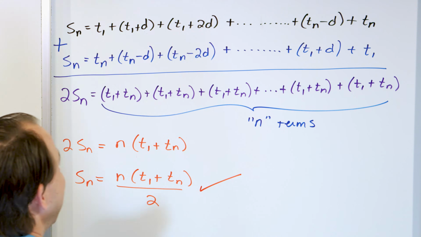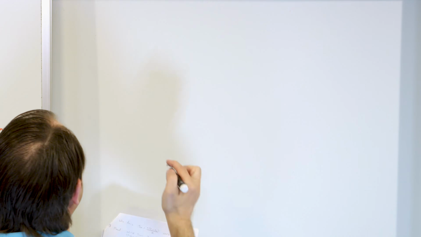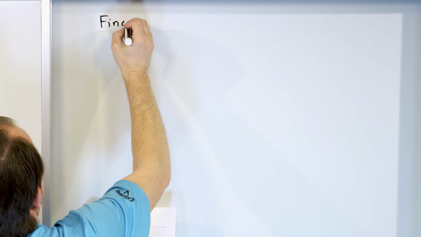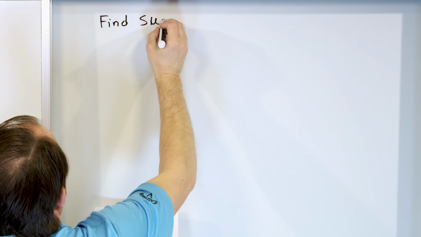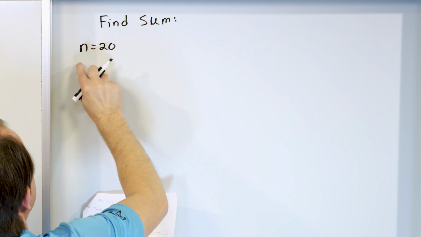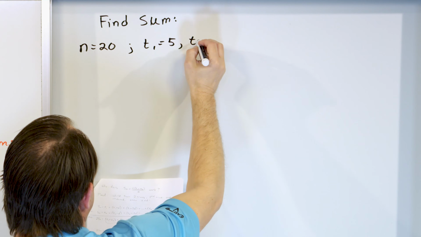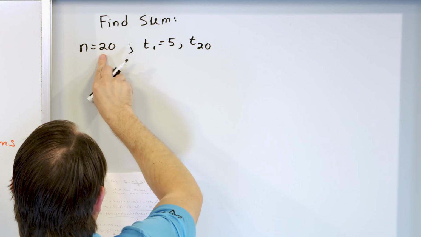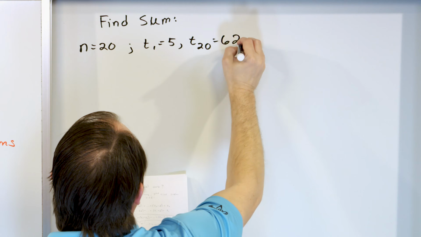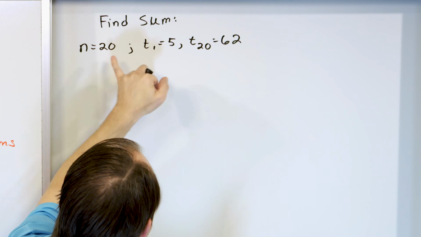All right? So now what we want to do is solve a couple of additional problems. Now that we have that basic idea of what's going on, we want to find the sum of these arithmetic series. So the first one is n is equal to 20. That means there's 20 terms. The first term is equal to 5, and the last term, which is the 20th, because it's 20 terms, is equal to 62. And I ask you, give me the sum of this. So all I've told you is that I have the first term and the last term, and how many terms I have.